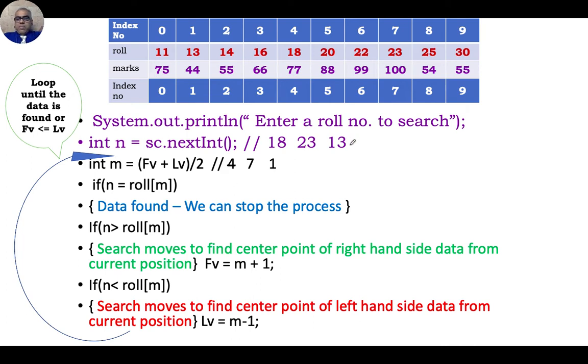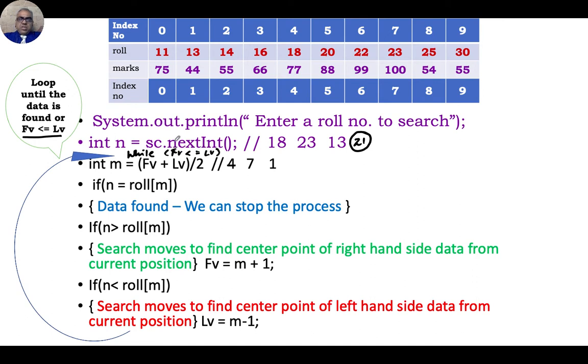So I am picking up a number, let's say for example 21. 21 is not present here, if you all can see. Now let us see how the computer will cross FV and LV. My condition is: while FV is less than or equal to LV.